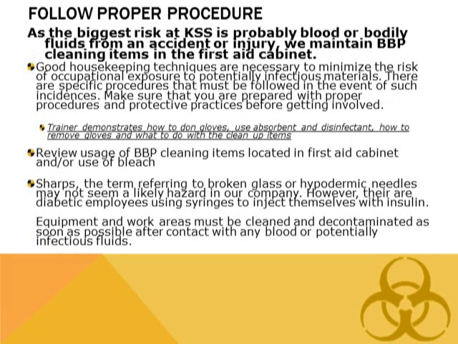Follow proper procedure. As the biggest risk at KSS is probably blood or bodily fluids from an accident or injury, we maintain BBP cleaning items in the first aid cabinet. Good housekeeping techniques are necessary to minimize the risk of occupational exposure to potentially infectious materials. There are specific procedures that must be followed in the event of such incidents. Make sure that you are prepared with proper procedures and protective practices before getting involved. Review usage of BBP cleaning items located in the first aid cabinet and/or use of bleach.